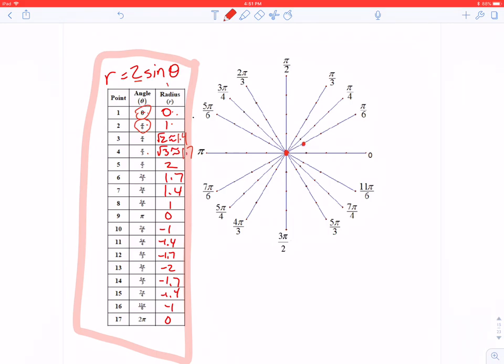Pi over 6, 1 says go around to an angle of pi over 6, out a distance of 1. Don't connect your dots yet. Pi over 4, go out 1.4. So we're going to go around to angle pi over 4, but out a distance of about 1.4. Go around pi over 3, out a distance of 1.7. Go around to pi over 2, out a distance of 2.